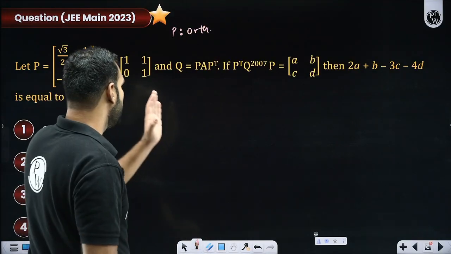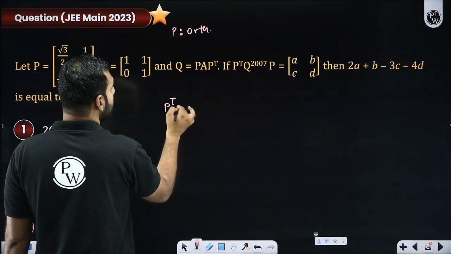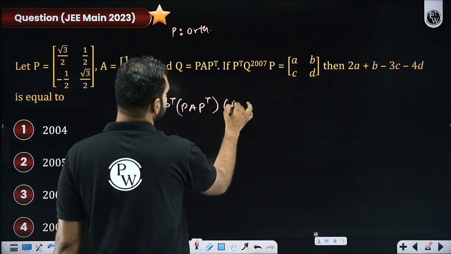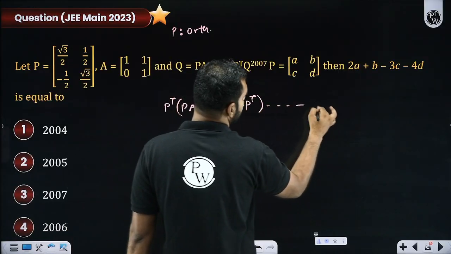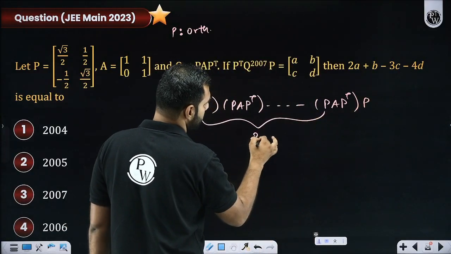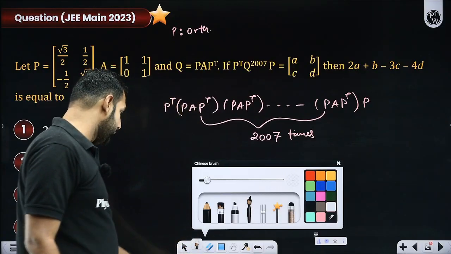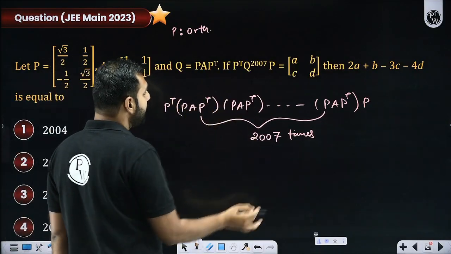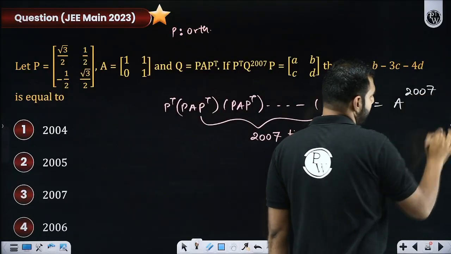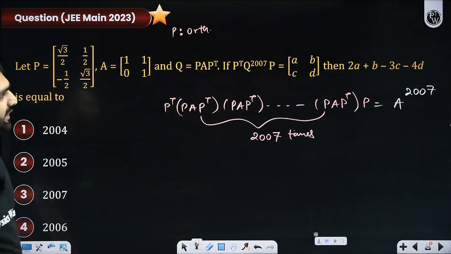Now, what is Q? This is Q. So P transpose Q to the power 2007 into P will be P transpose A P, A P transpose, I am writing how many times? Students, tell me. I am writing it 2007 times. Yes or no, everyone? With this, I hope you're realizing P transpose P will be I. So A is written 2007 times. So technically, I am simply boiling down my problem to simplifying A to the power 2007. Yes or no, everyone? So now I need to crack A to the power 2007.